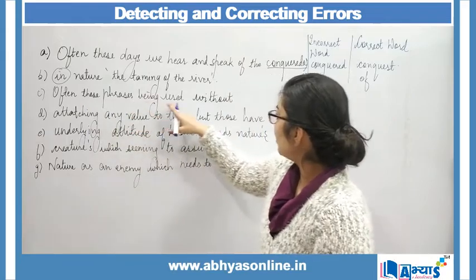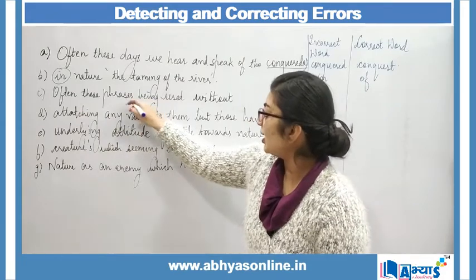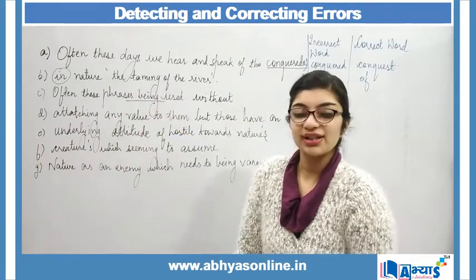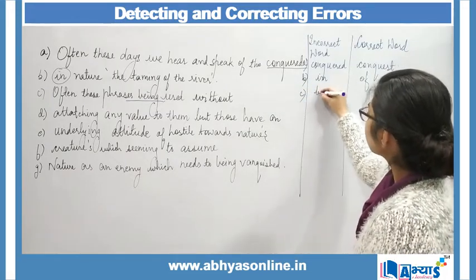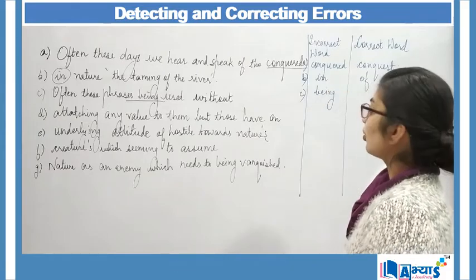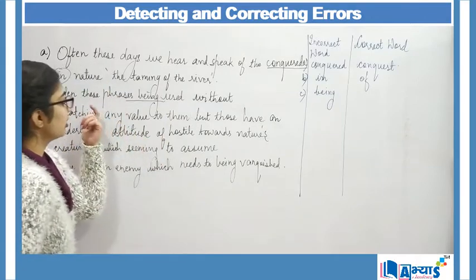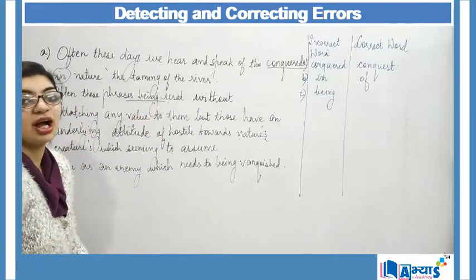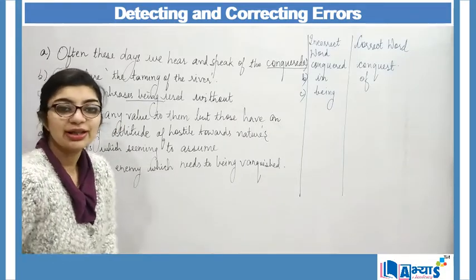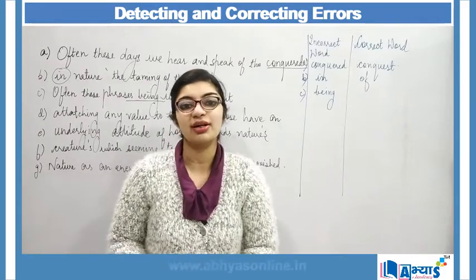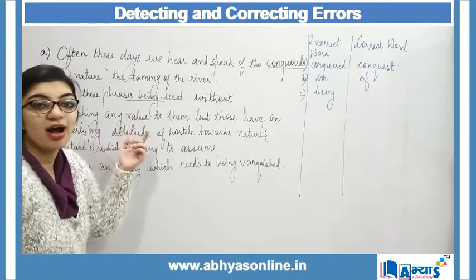Often these phrases being used without attaching any value. Often these phrases being used is wrong. So here in C line, being is wrong, because being is like you're talking about continuous, but here instead of being, we will be saying are used. We can also say that often these phrases are being used, but here we are talking about errors and we are not studying omissions. If there would be omissions, then instead of are, we will be saying are being used.